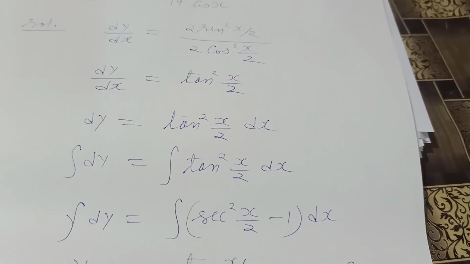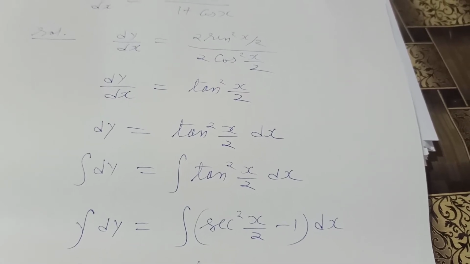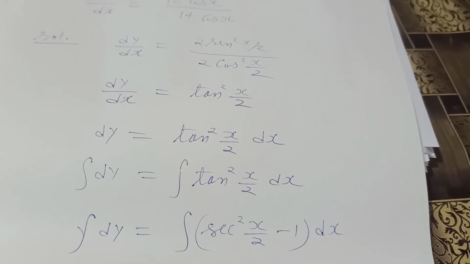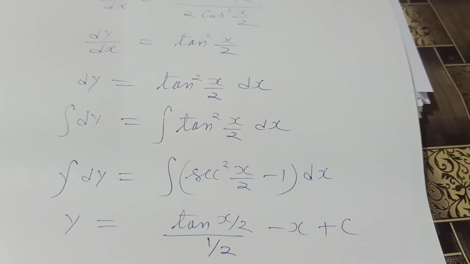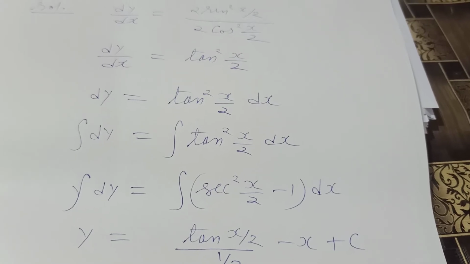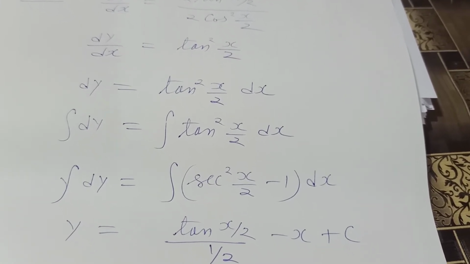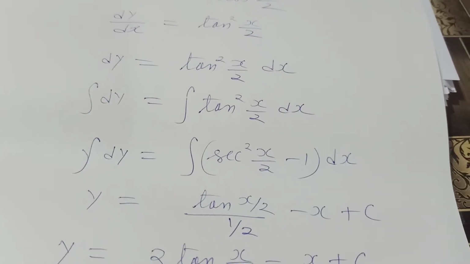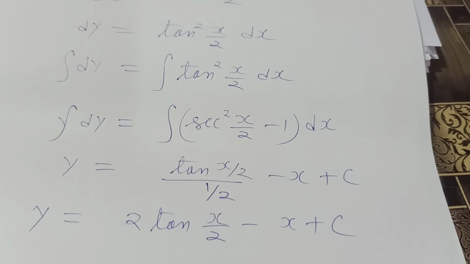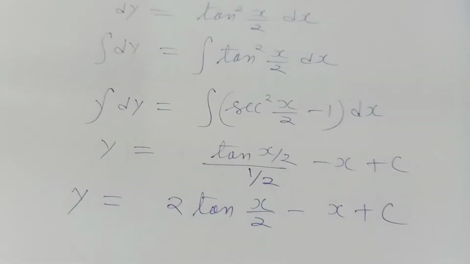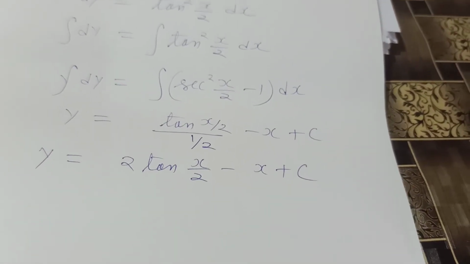So here you can see that with the dx we have a function of x, and with dy we have constant 1. If we integrate both sides, then we will get integration of dy equal to integration of tan square x by 2. Tan square x by 2 can be written as sec square x by 2 minus 1. Then we will get y equal to tan x by 2 upon 1 by 2 minus x plus c, that is 2 tan x by 2 minus x plus c. So y equal to 2 tan x by 2 minus x plus c is the general solution.